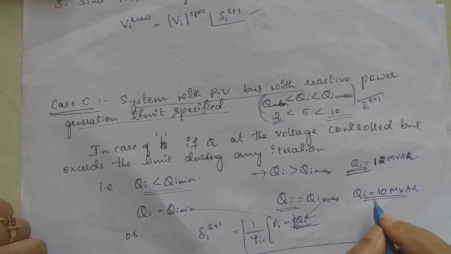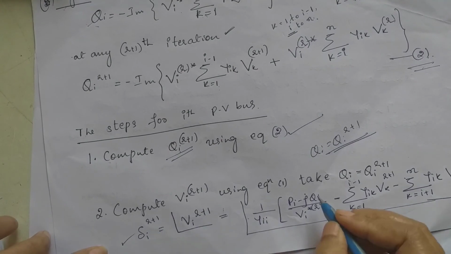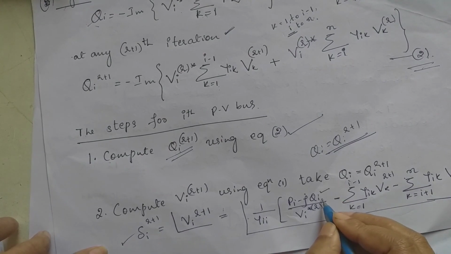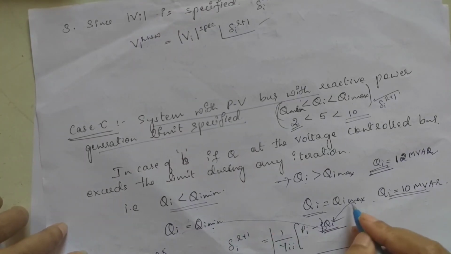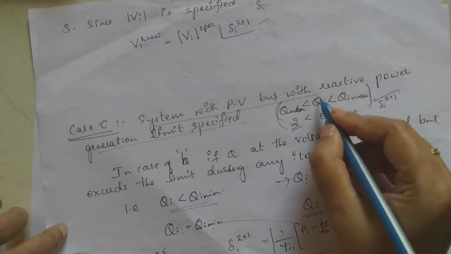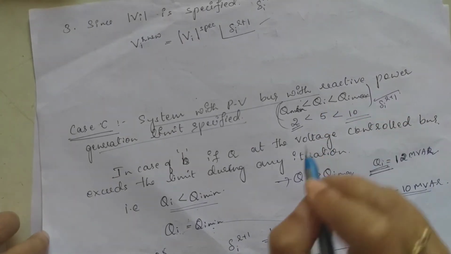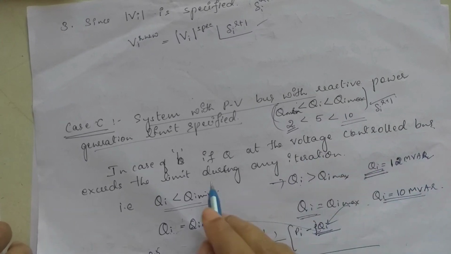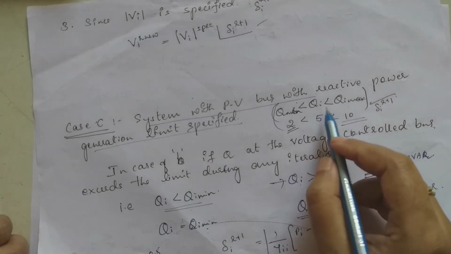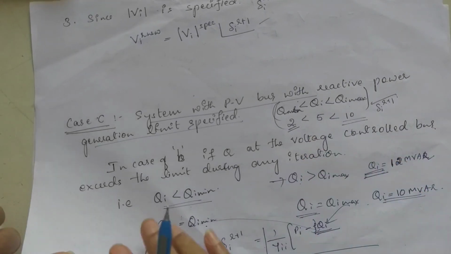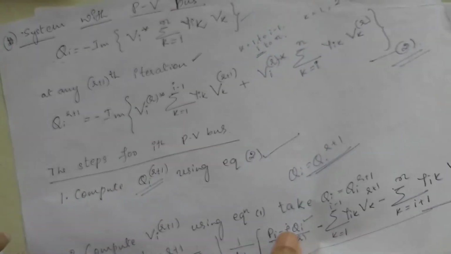Then you have to calculate delta i r plus 1. There you have to consider Qi r plus 1, which will be either Qi minimum, or Qi maximum, or Qi calculated only, based on the limit. If it exceeds the limit, then you have to take Qi minimum or Qi maximum. If it is within the limit, then take Qi, that is Qi r plus 1 itself.